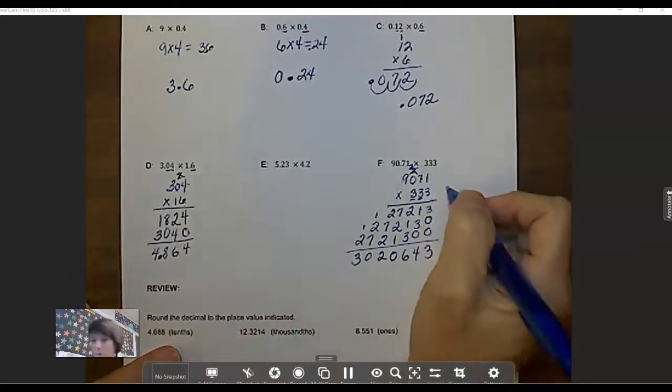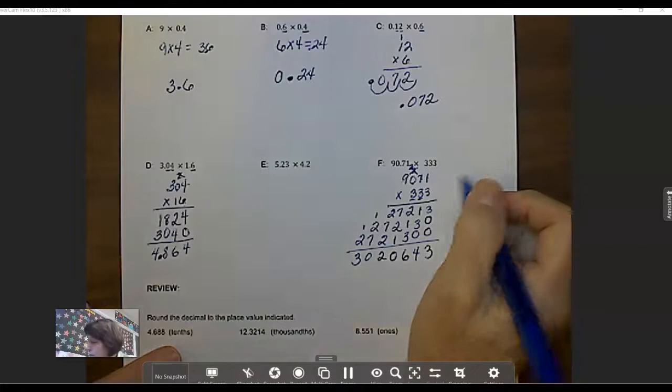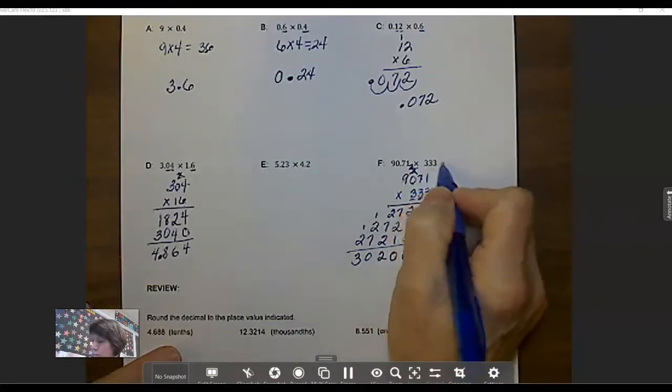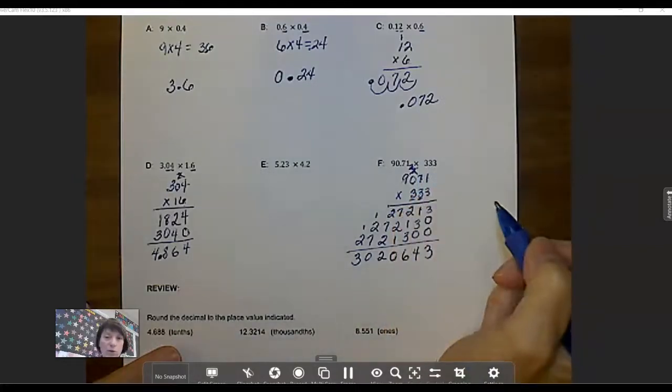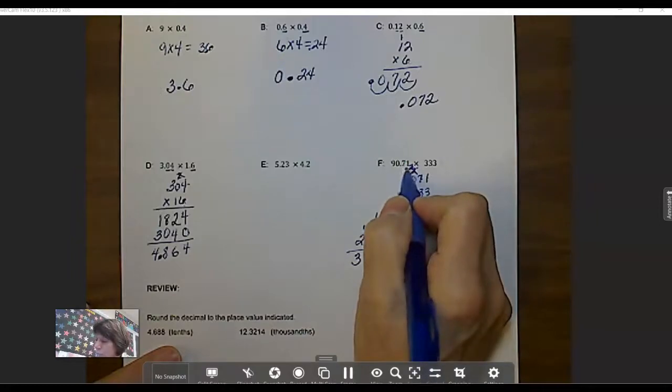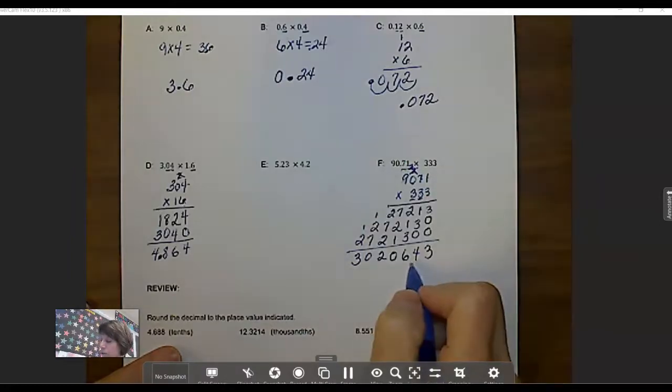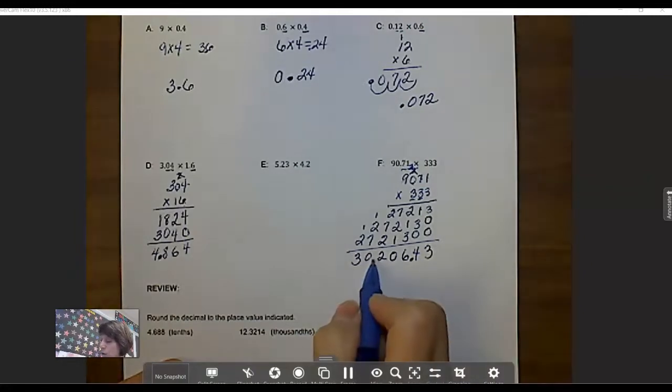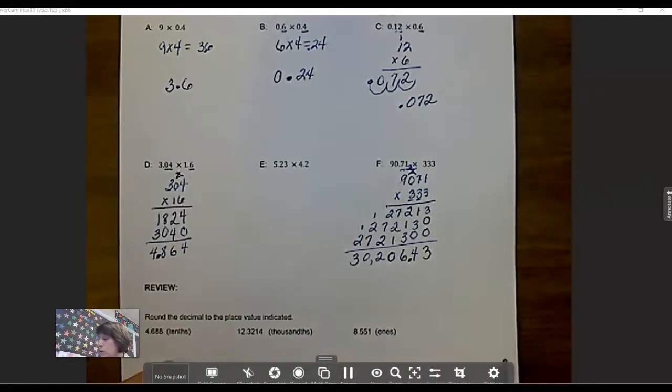All right, so now, how many numbers behind the decimal point in the problem? No numbers behind the decimal point here, so we don't have to count any of those. But we've got 2 numbers behind the decimal point here. So our decimal gets moved in 2 places from the right, and that's where it goes. So our answer is 30,206 and 43 hundredths.